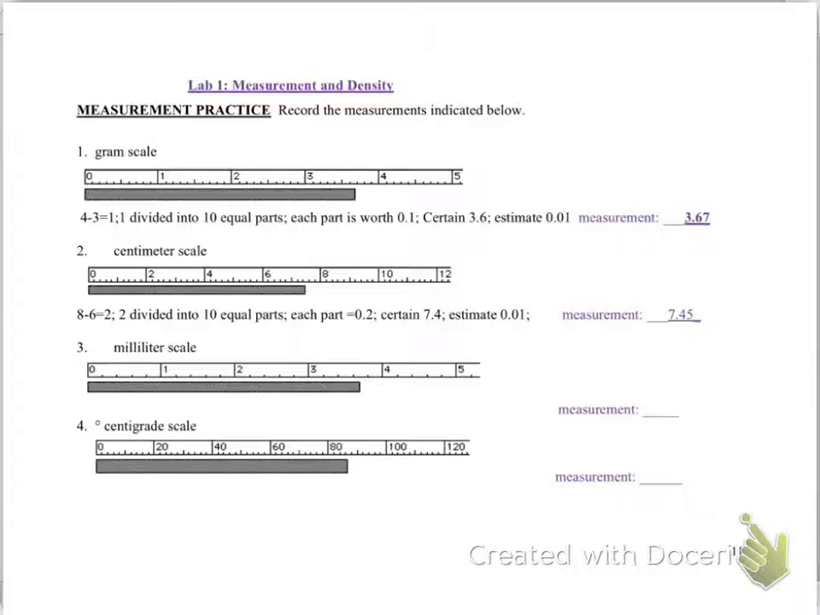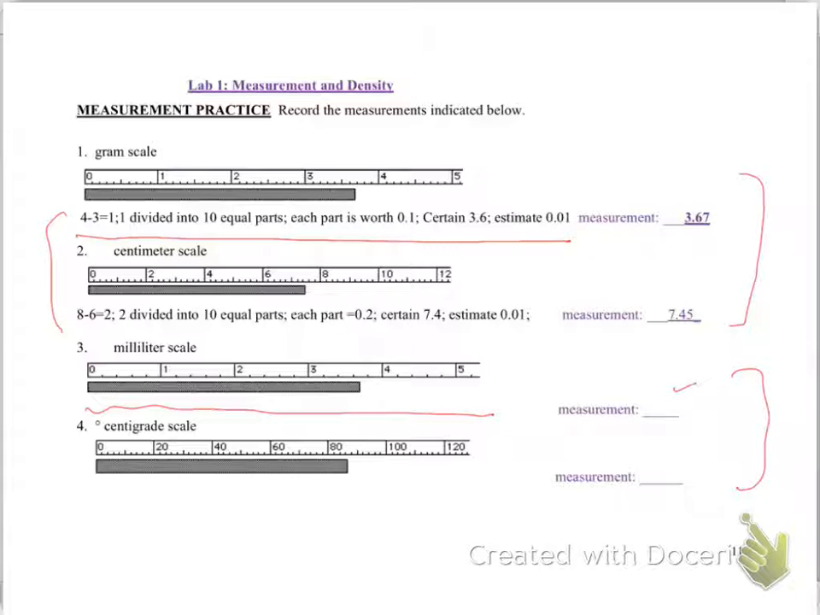From here onwards is your lab, which you really have to submit. The first one is the measurement practice. It says to record the measurements indicated below. I have solved these two. You are going to solve these two here and submit it. And the way I'm writing it here, you have to use this format. I need a sentence here with the measurement value. Again, I need a sentence here with the measurement value.